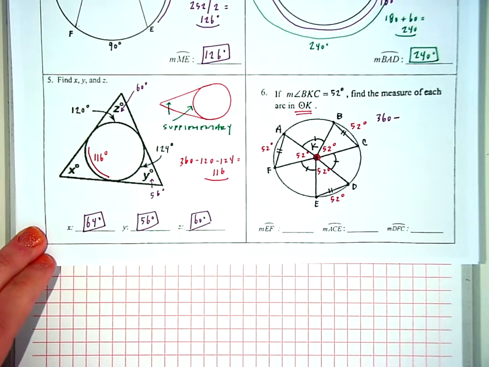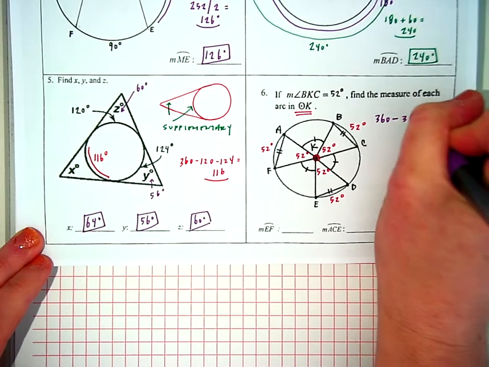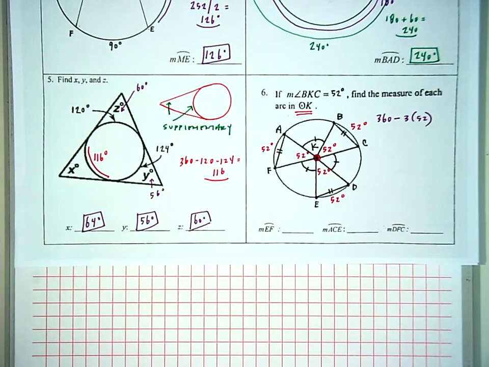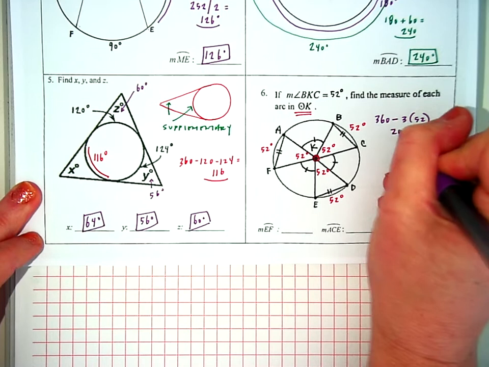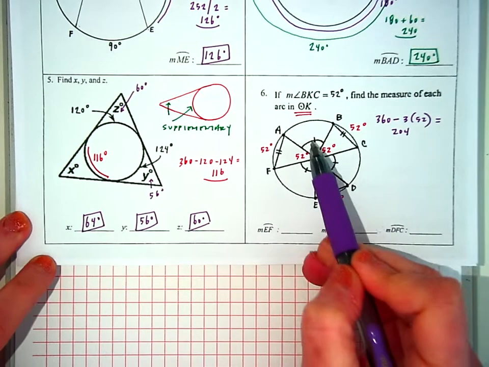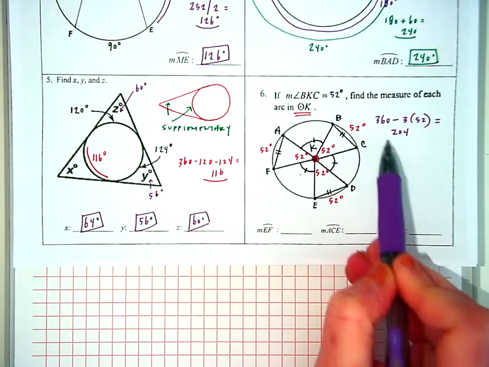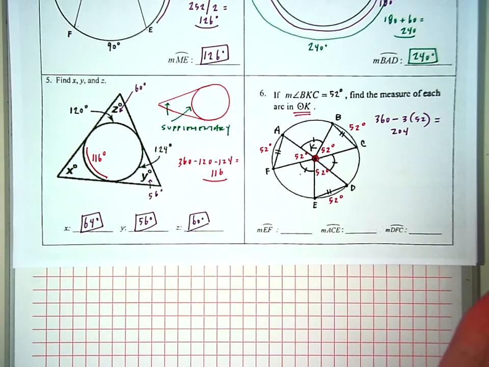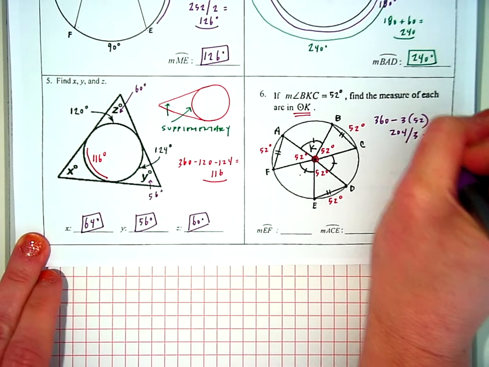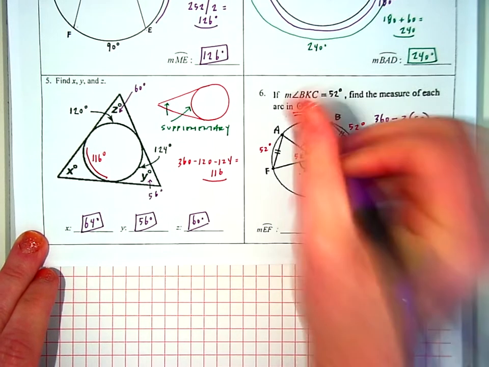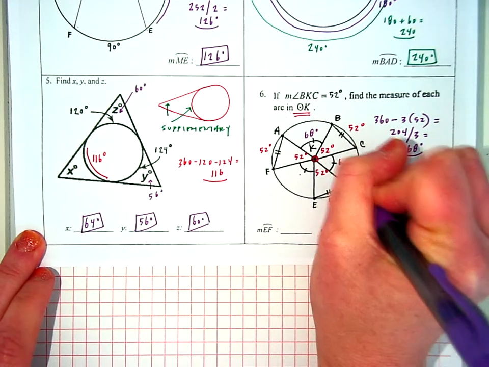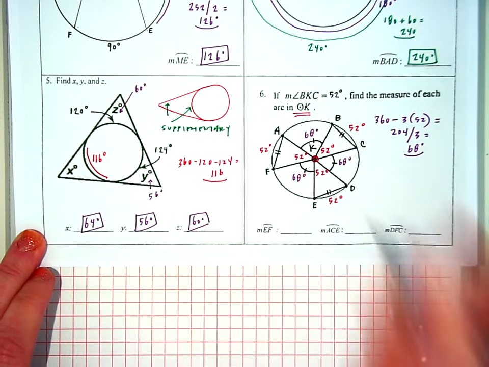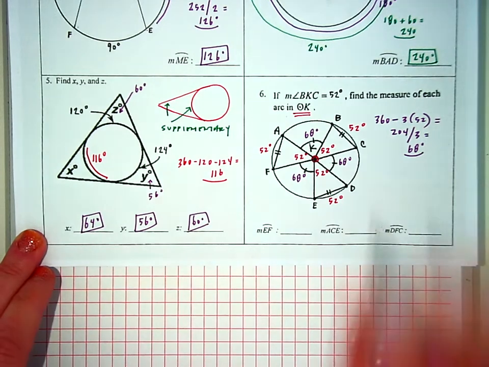So I'm going to start by saying, what is 360, and take away the two 52s. If I take 360 and I subtract the two 52s, I'm left with 204 degrees. So I know that this angle plus this angle plus this angle has to sum to 204 degrees. So I need to split it three ways since all of those angles are congruent. If I split it three ways, I get 68 degrees. So I have 68 degrees here, here, and here.